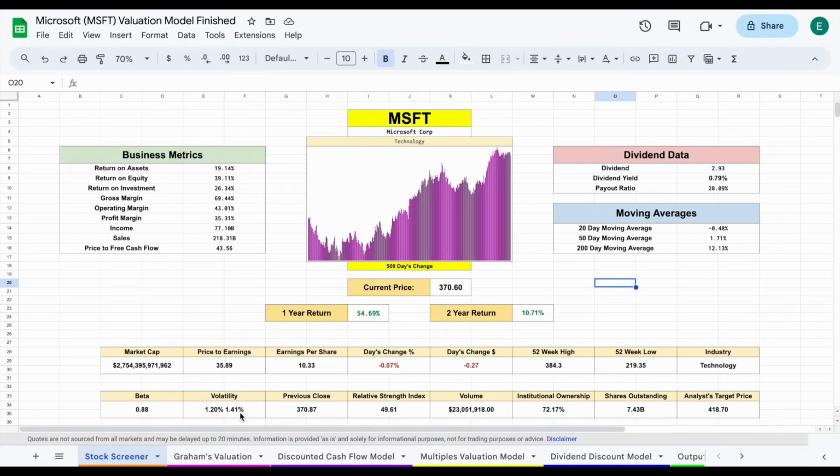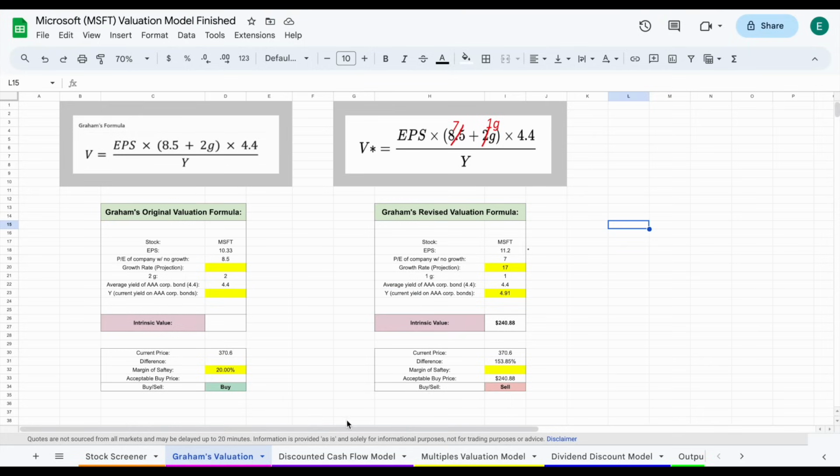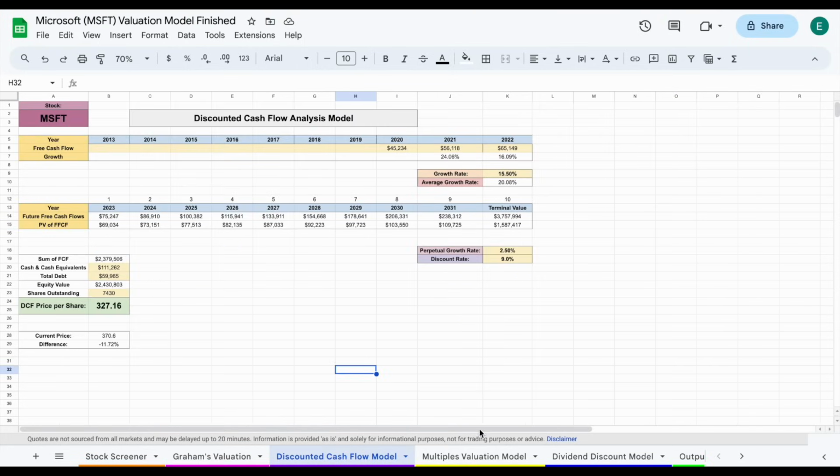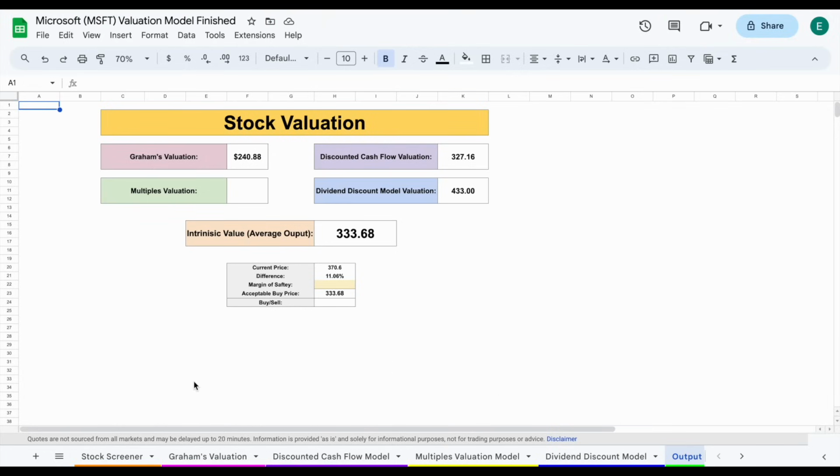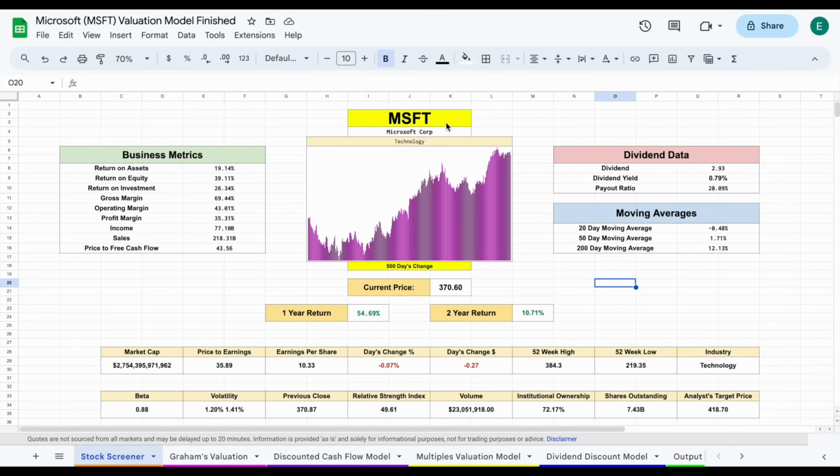You can see the 4 valuations we'll go step by step through are going to be Graham's valuation, a discounted cash flow analysis, a multiples valuation, and a dividend discount model, and all of these roll into our output tab. And for this example, let's go ahead and stick with Microsoft.